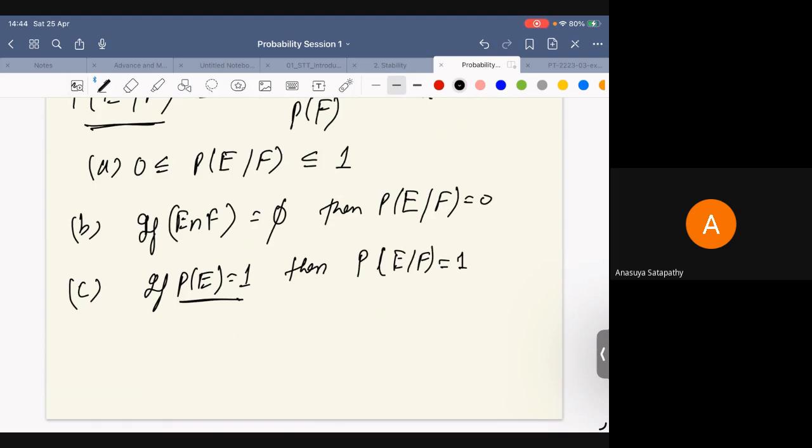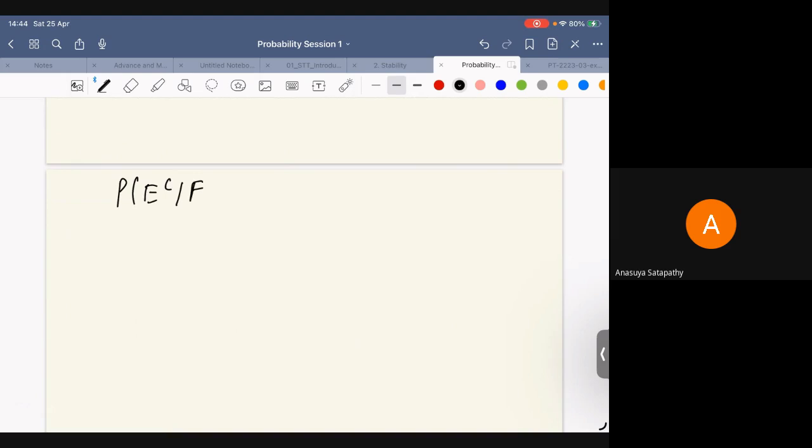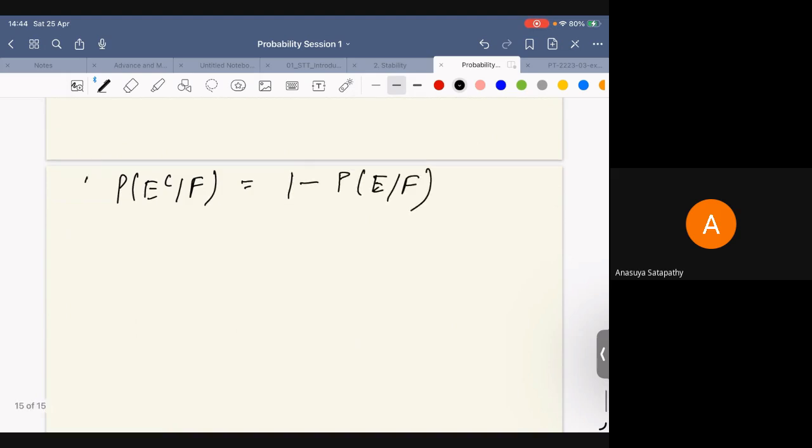Okay, so these are the theorems, and now let's go to Bayes rule. And one more: P of E intersection E complement given F. What can you write for this one? 1 minus P of E given F. This is one more formula.